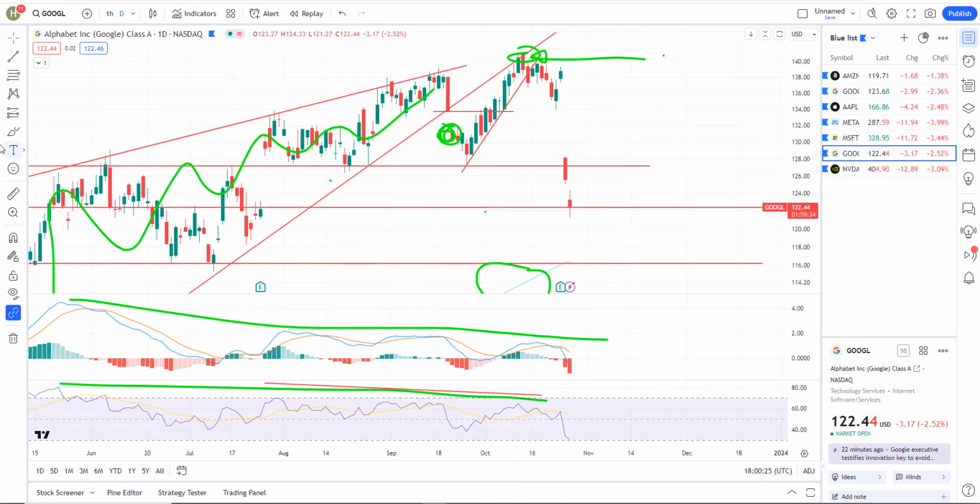However, Google's now at support. All right, you've got some support right here. You can see this gap up right there. Boom, we filled that gap, undercut it. We're at support. I'm thinking there's going to be a bounce right here. I would expect there to be a bounce.